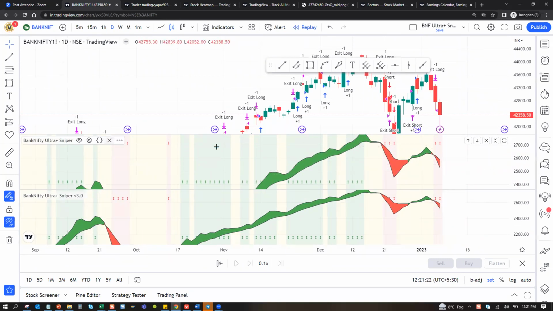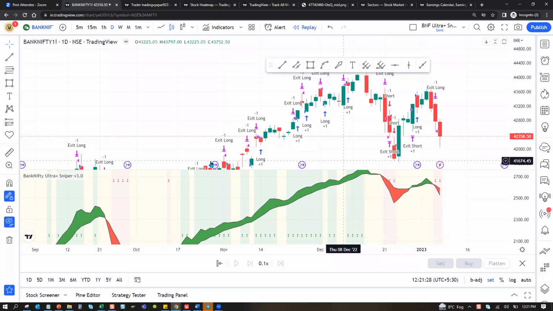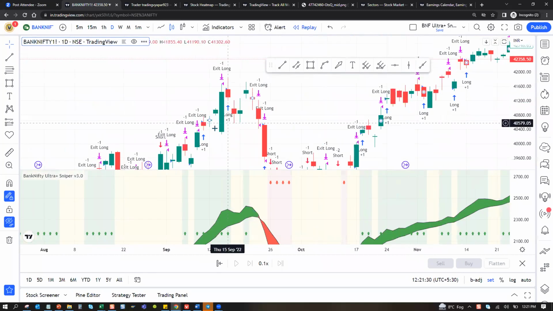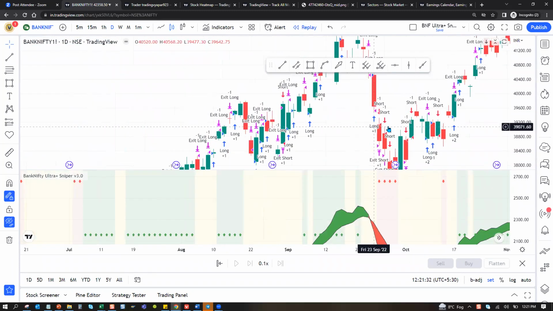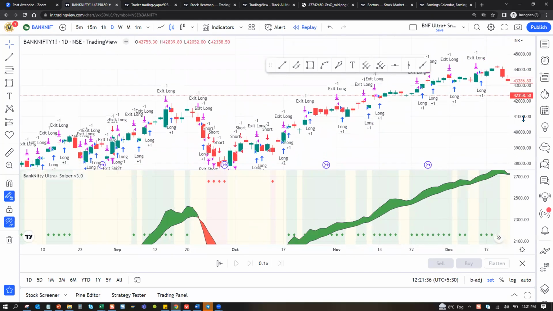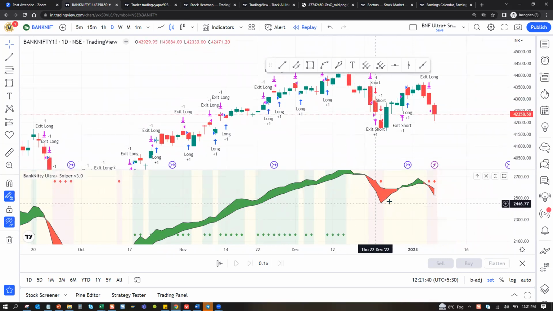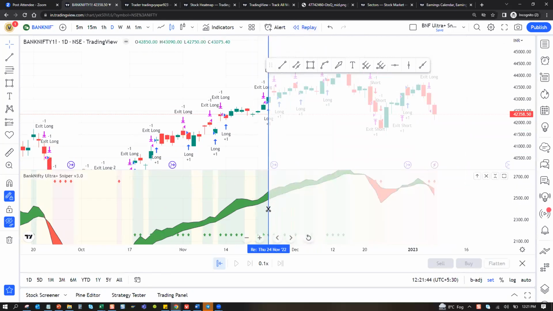Okay, so let me just remove the indicator now. We don't need it. One is enough. So like this, it will give you signals. You can see like this. Now, before I show you the backtest report, let's say we want to do some testing around it.